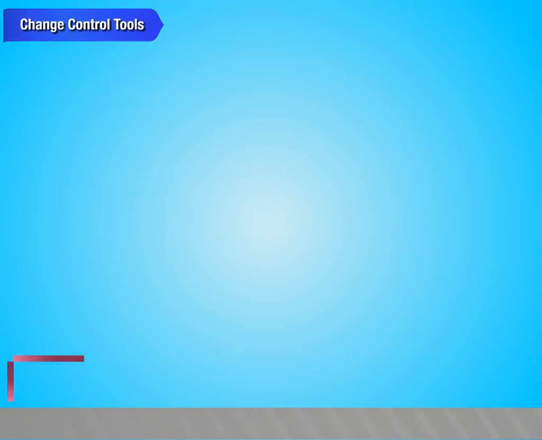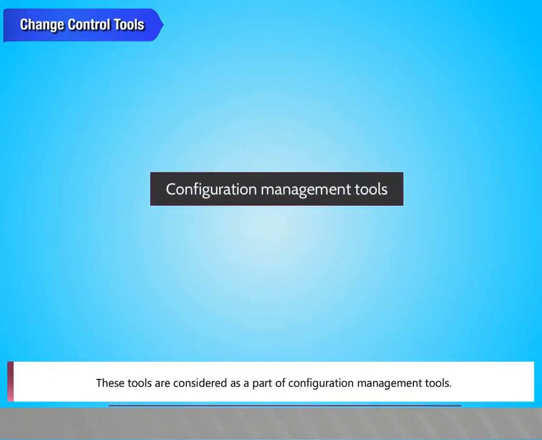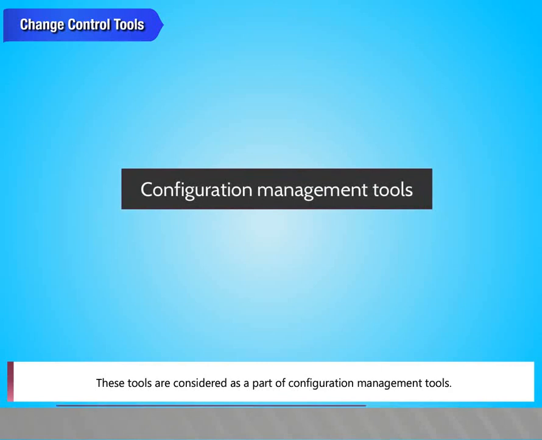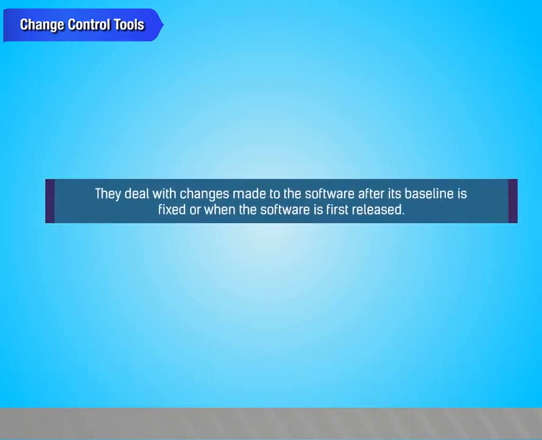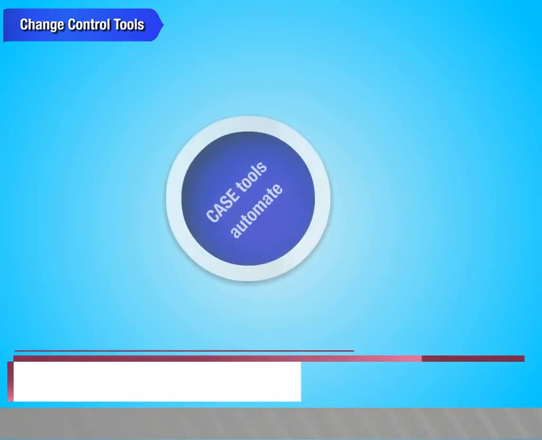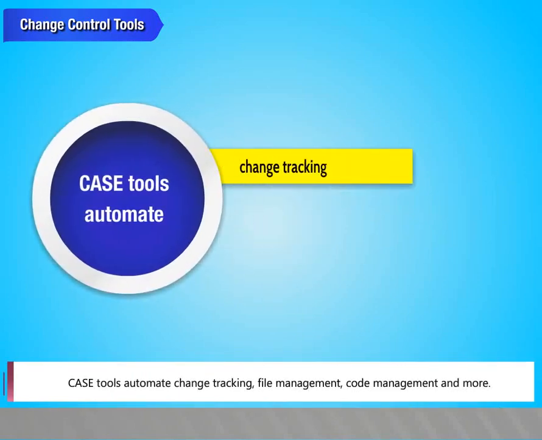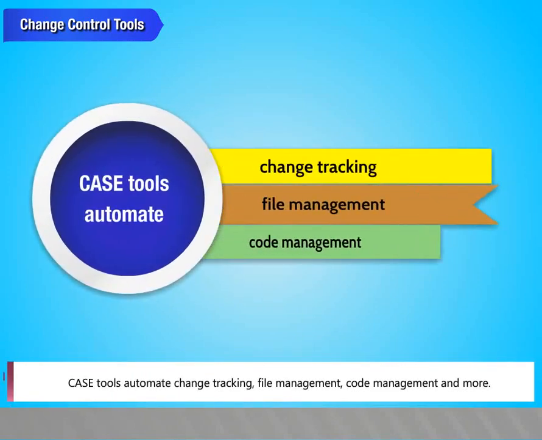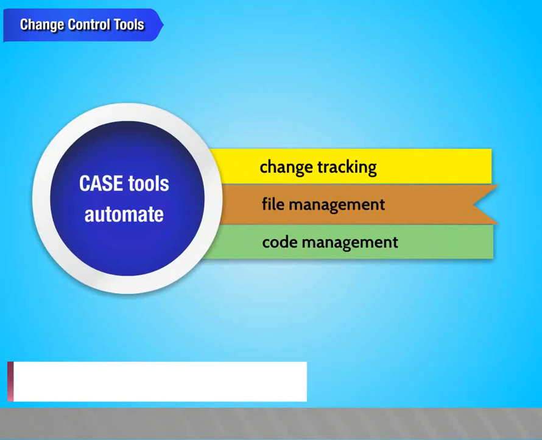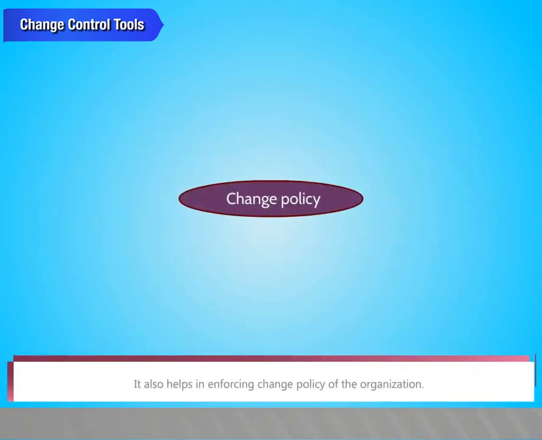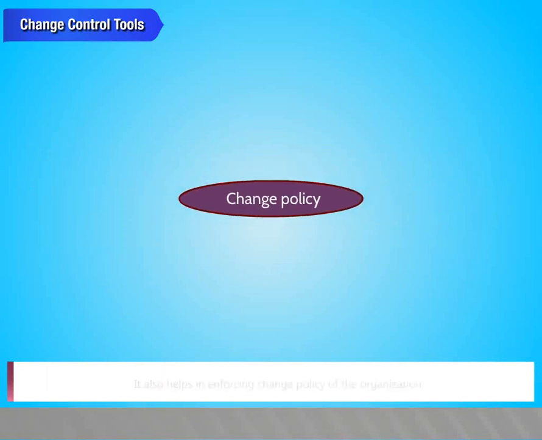Change control tools. These tools are considered as a part of configuration management tools. They deal with changes made to the software after its baseline is fixed or when the software is first released. CASE tools automate change tracking, file management, code management, and more. It also helps in enforcing the change policy of the organization.